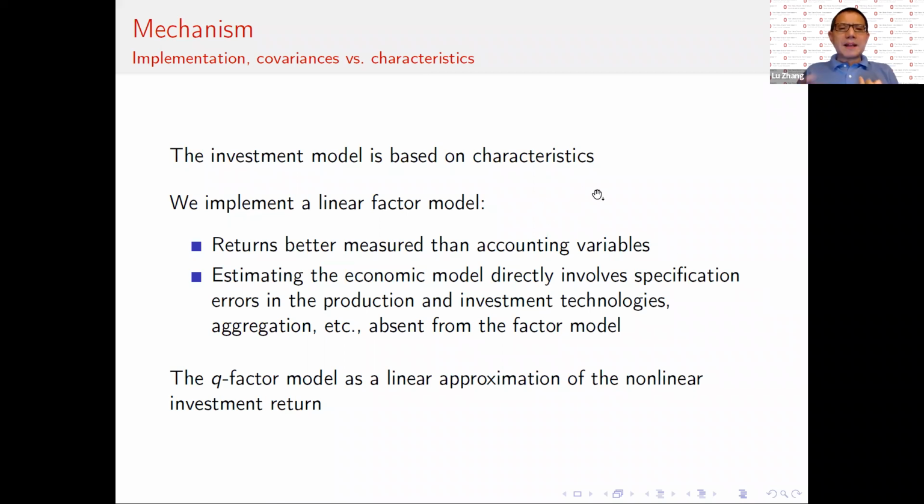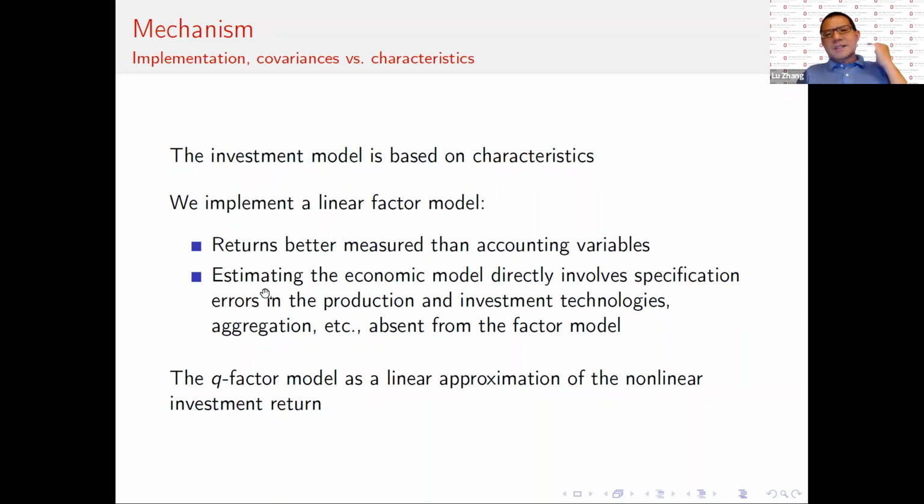So it's a bit of a philosophical departure vis-a-vis the existing literature. We're going to work with firm level variables. As for other implementation details, returns are better measured than accounting variables, hence factor mimicking portfolios, but that's less important than the conceptual point that firm level variables should matter to begin with, okay?